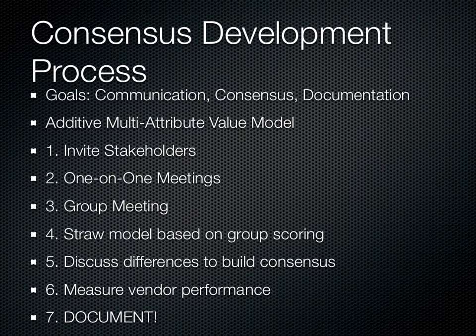Number 4, during this meeting, construct a straw model, which is a decision model showing preferences designed to be redone and based on group scoring. Number 5, discuss differences to build consensus. Number 6, measure vendor performance. You can look at literature and expert opinion to supplement your data. And finally, document every portion of the process: who participated, the meeting processes, scoring, vendor performance, and conclusions.